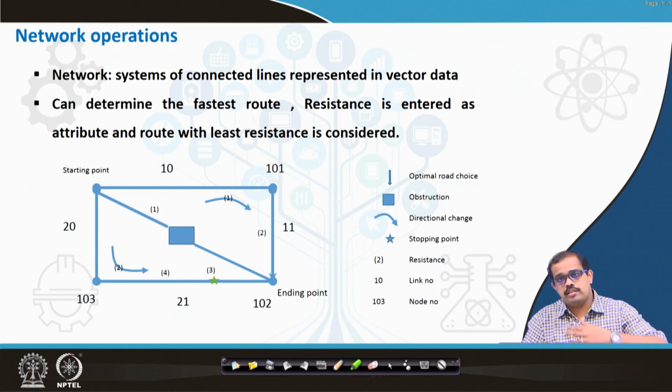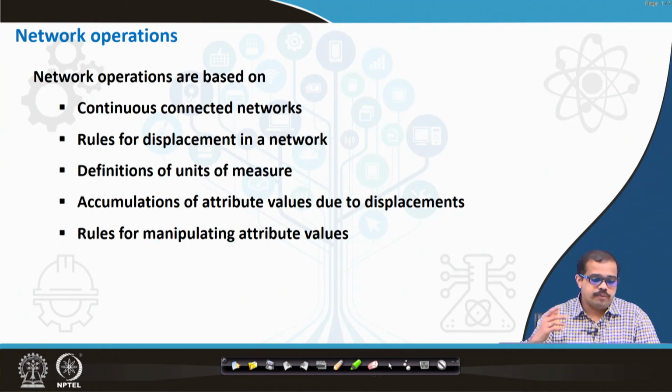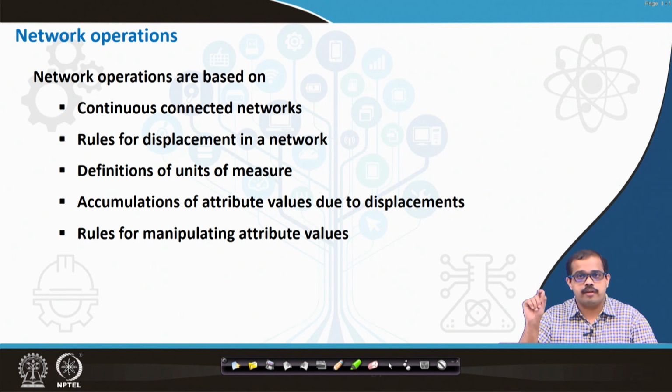Another operation is the shortest route that I explained in the previous class, okay. So, network operations are based on continuous connected networks. Always, network operations are continuously connected. So, please keep this in mind. I have seen some people who try to apply network operations where there are no connected entities, or connected relations. Unless it is a connected network, either through an entity or a relation, you cannot do any kind of network operations.